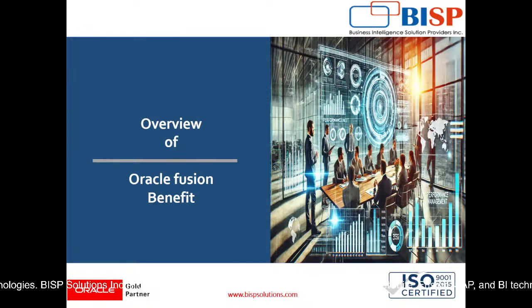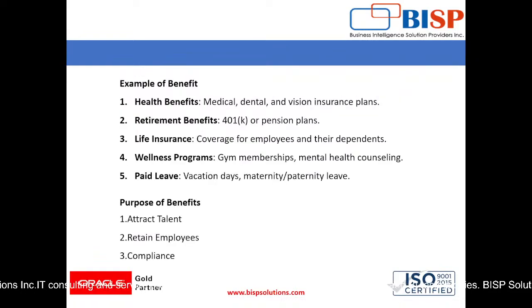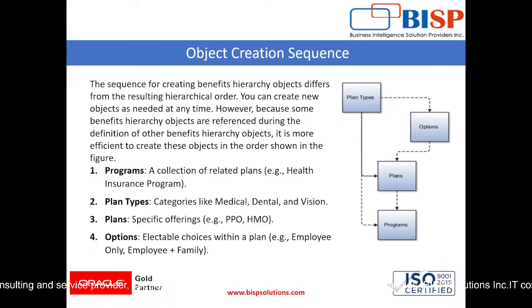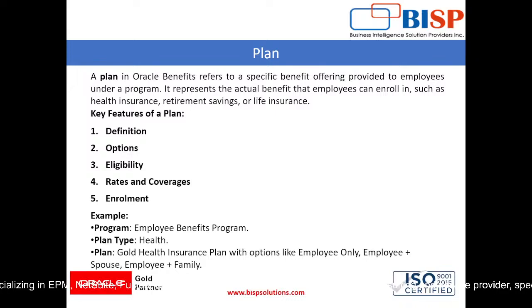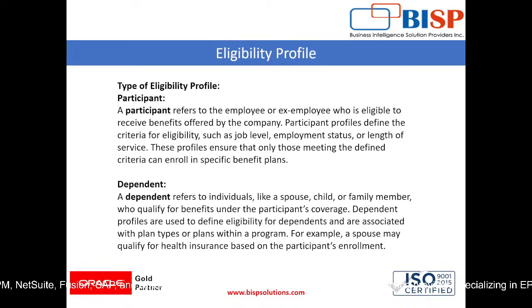Up till now, we have seen in Oracle Fusion Benefits what a benefit is, key characteristics, examples of benefits, building blocks of benefits, and the object creation sequence, in which we have completed plan types and options. And before creating plans, we saw derive factors and eligibility profile, in which we saw two types of eligibility, which is participant and dependent.